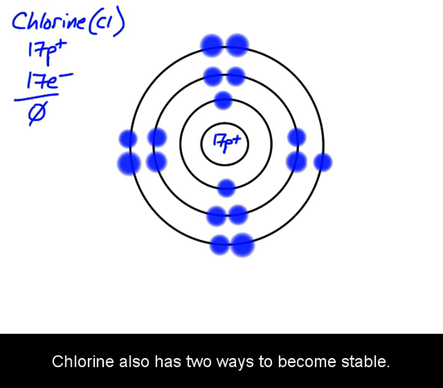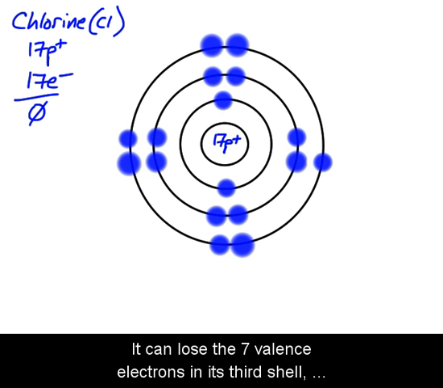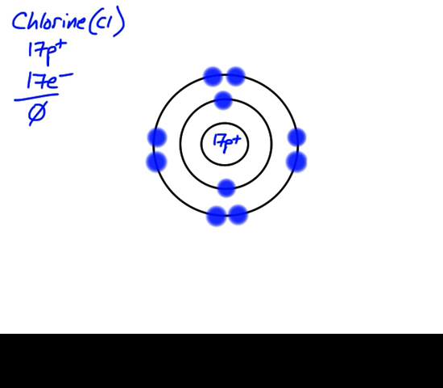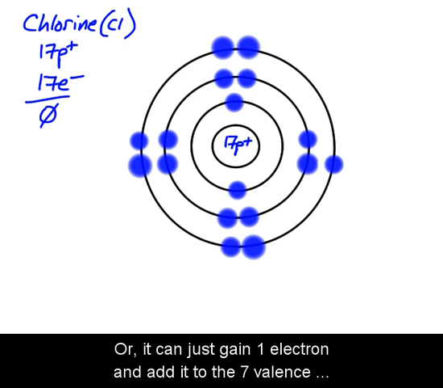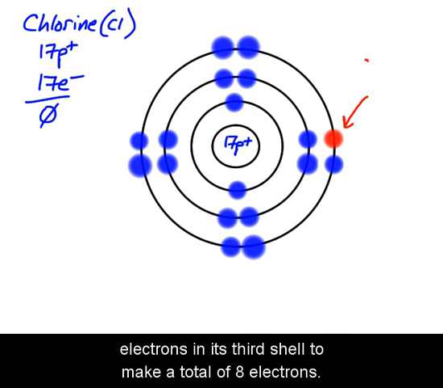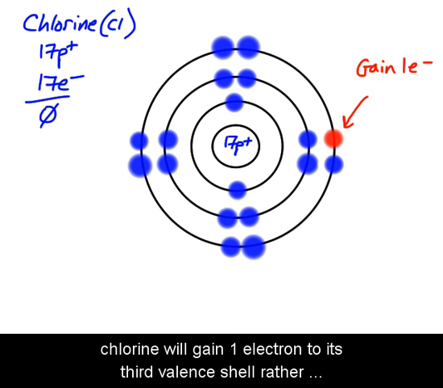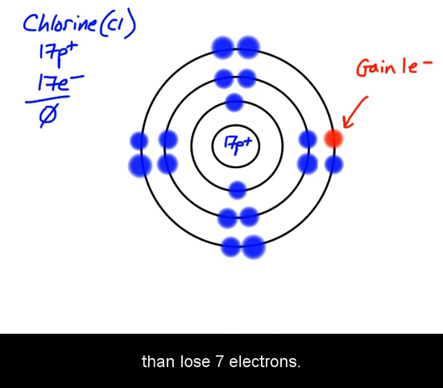Chlorine also has 2 ways to become stable. It can lose the 7 valence electrons in its third shell, leaving 8 electrons in its full second shell, which is now its valence shell. Or it can just gain 1 electron and add it to the 7 valence electrons in its third shell to make a total of 8 electrons. Again, atoms will take the energetically easiest route, so chlorine will gain 1 electron to its third valence shell rather than lose 7 electrons.